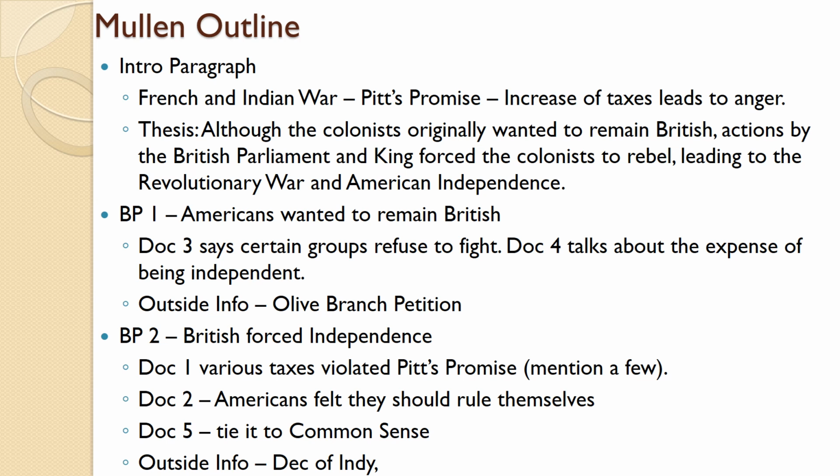That's my thesis. First body paragraph is going to be about the Americans wanting to remain British, and the second body paragraph is going to be about how the actions of the king are going to encourage more and more Americans to rebel. Okay, body paragraph 1. Americans want to remain British. I'll talk about documents 3 and 4, and my outside information, I'm going to bring in the Olive Branch petition. Not a bad idea. And then body paragraph 2, I'm going to talk about how the British are going to force independence on the Americans. I'll talk about documents 1, 2, and 5, and I'll bring in the Declaration of Independence as outside information.